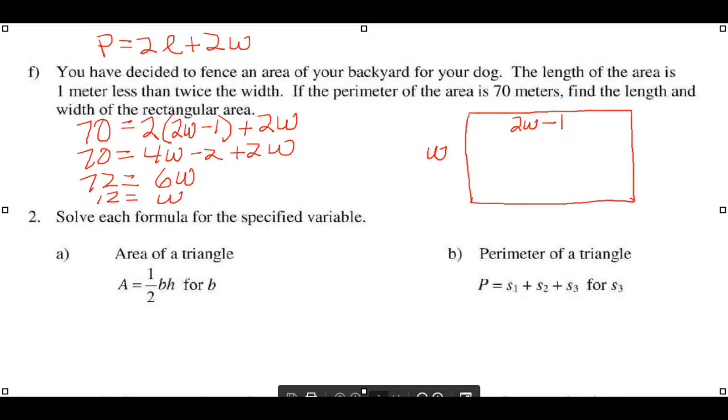Now they want to know all the measurements. So if W is 12, our length is 2 times 12, 24, minus 1, 23. So these are the dimensions. 12 for the width, 23. And how did I find it? I knew I had to use the perimeter formula. I had to figure out what could I use for the width, and then the length in terms of the width right from this reading.